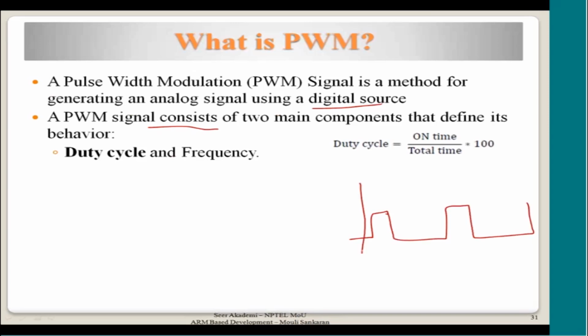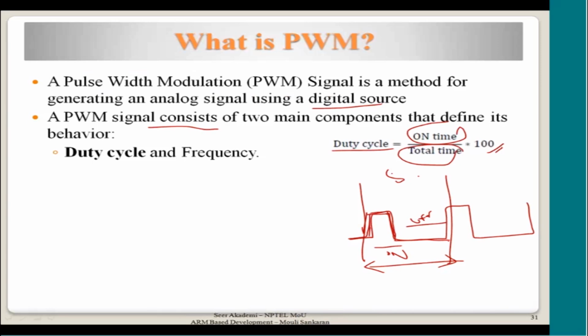This is called a cycle, and this is on and this is off. The on time divided by the total time, as a percentage, is the duty cycle. The percentage of time it is on is called the duty cycle. If it is a perfect square wave, the duty cycle will be 50%. Otherwise, if it is smaller, you will get 25%, or less or more. So this is called a duty cycle.